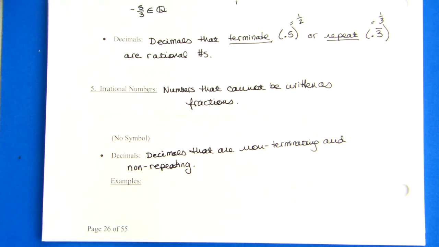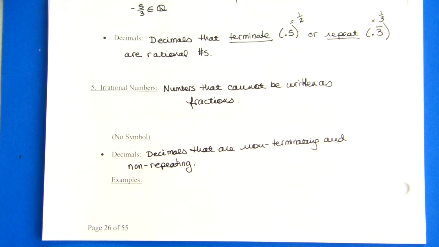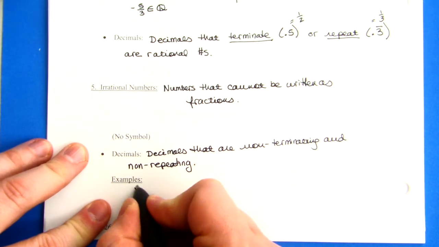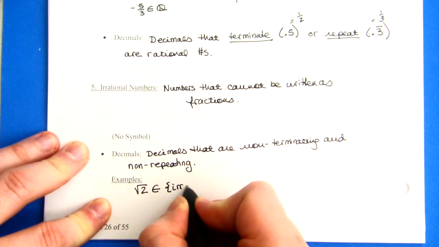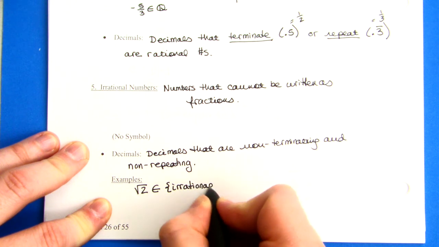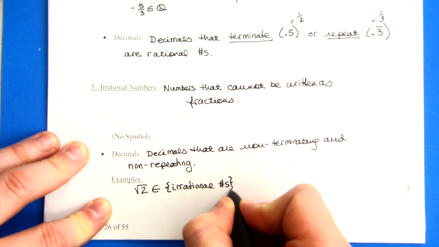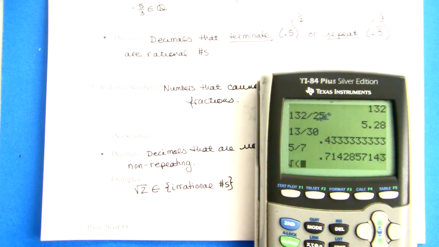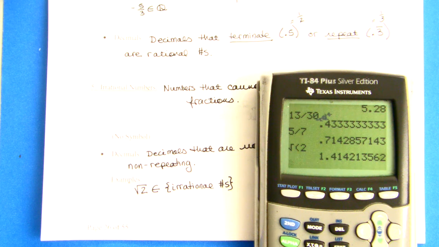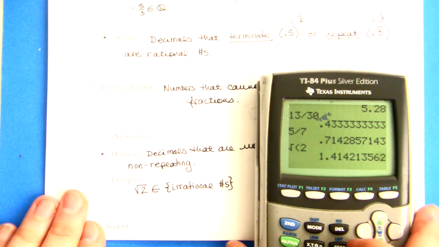Which actually gives us a nice little test that we can use to figure out if a number is irrational, if it can't be written as a fraction. I think I mentioned to you that the square root of 2 is an irrational number. No special symbol, so I'm just going to say square root of 2 is in my set of irrational numbers. If you go to the calculator and type in the square root of 2, 1.414213562, yeah, that's a decimal that looks like it's going on forever, but I don't see a pattern with that.